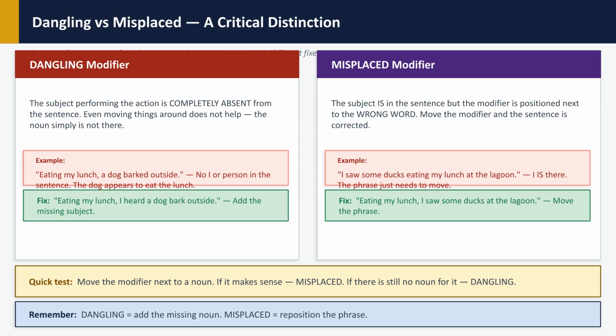It's important to distinguish between dangling and misplaced modifiers. With a dangling modifier, the subject is completely missing, while a misplaced modifier has the subject present but incorrectly positioned. The quick test is, if moving the modifier next to a noun makes sense, it's misplaced. If not, it's dangling, and you need to add the missing noun.